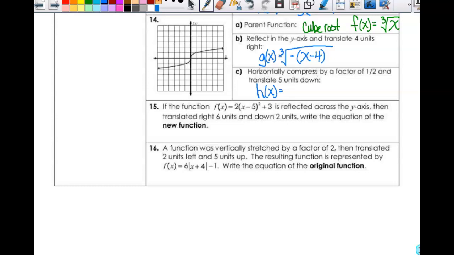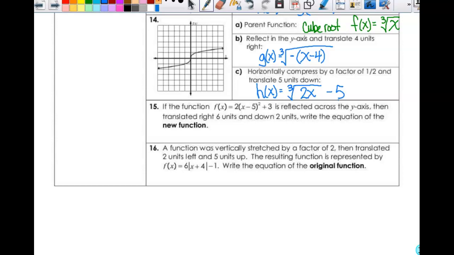Okay, so horizontally compressed, that affects x, so that has to be under the cube root by a factor of 1/2, and x lies, so I'd actually have to multiply by 2. So I'm going to have a 2x, and then translate 5 units down. That happens after the cube root, so I can go ahead and put my cube root on here, and then minus 5 on the outside. Careful that you don't get sloppy with your roots and that you can't tell if the 5's underneath or not. But that's what that one should look like. Everybody okay with that? Any questions at all? All right, we got one more.